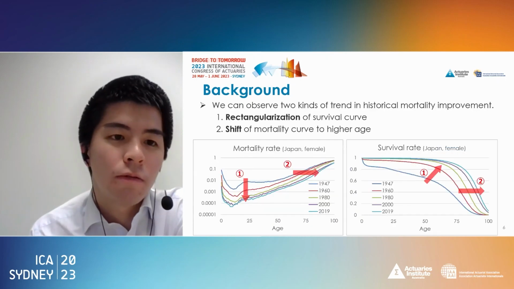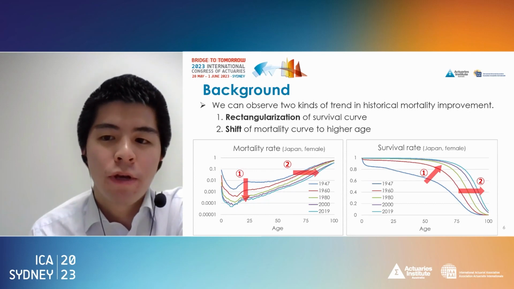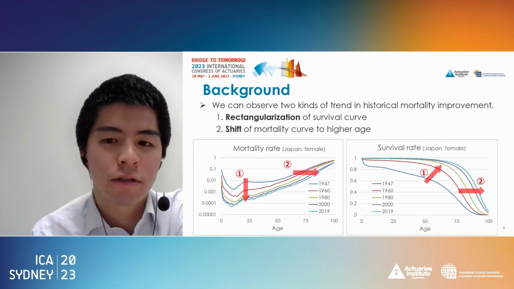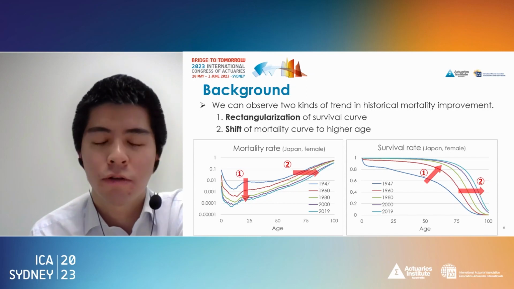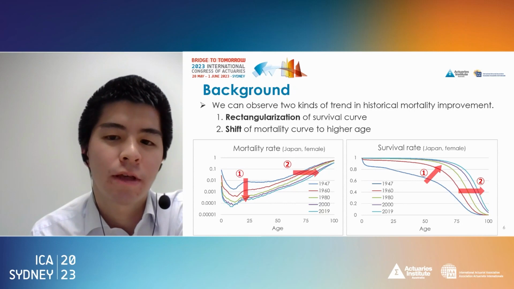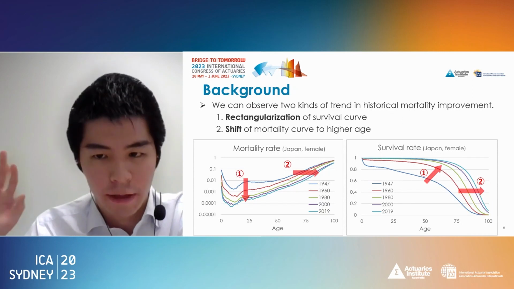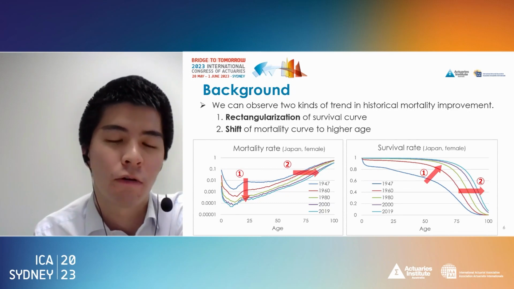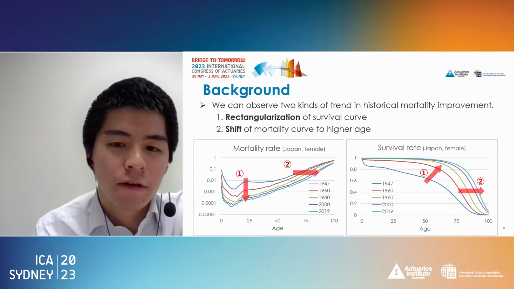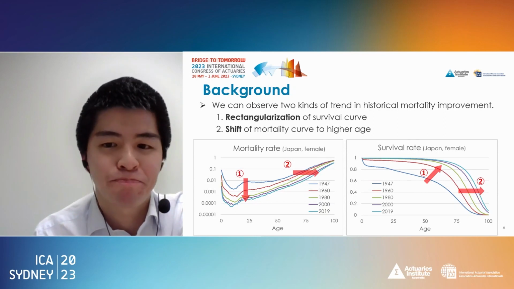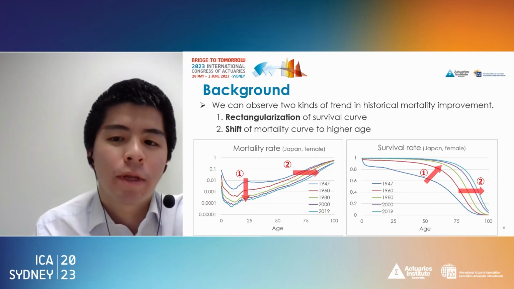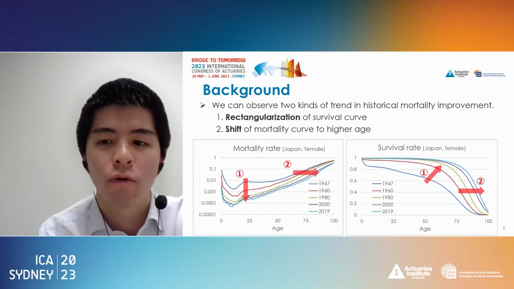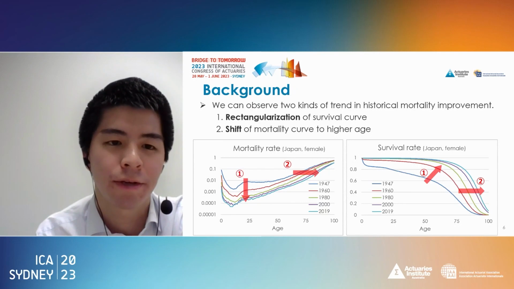Let's look at the trend of mortality improvement more deeply. We can see two kinds of trend from these two charts representing mortality rates and survival rates. One is called rectangularization of the survival curve, which means that the survival rate goes to the top right because of a decrease in death of young people. And the other is the shift of mortality to higher ages. I mean that the mortality rate and survival rate keep their shape and get shifted to the right in each graph. This can be interpreted that deaths of old age people are delayed in recent years.